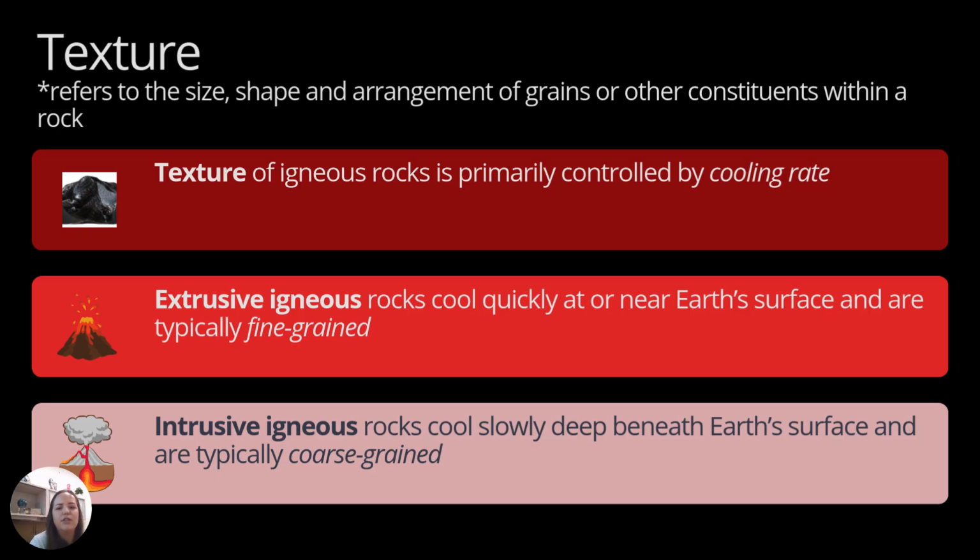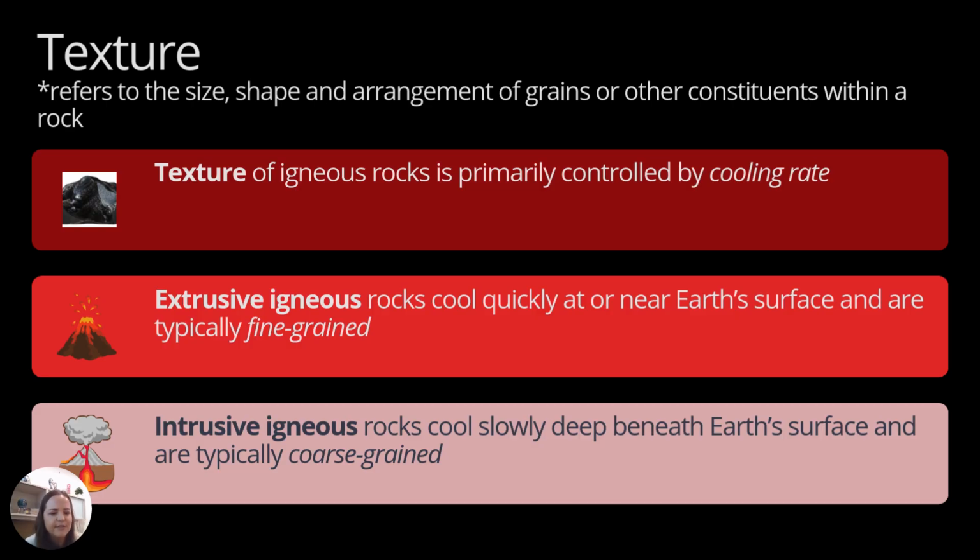This is the size and shape of the arrangement of grains or other constituents within a rock. This is not that the rock feels smooth. So it's not that kind of texture. The texture refers to, as I mentioned, the size and shape of the grains. This is mainly controlled by cooling rate. So if we get really large crystals, that means it cooled slowly over time. If we get really small crystals, that means that it cooled really quickly.